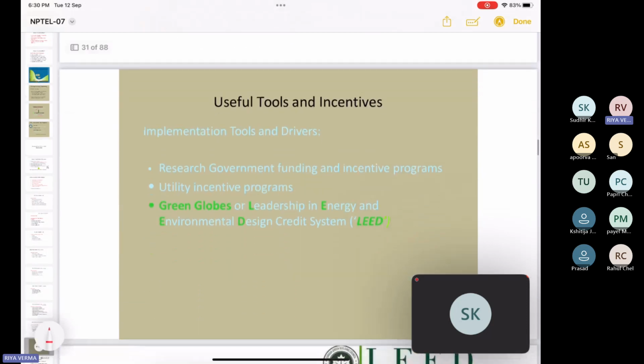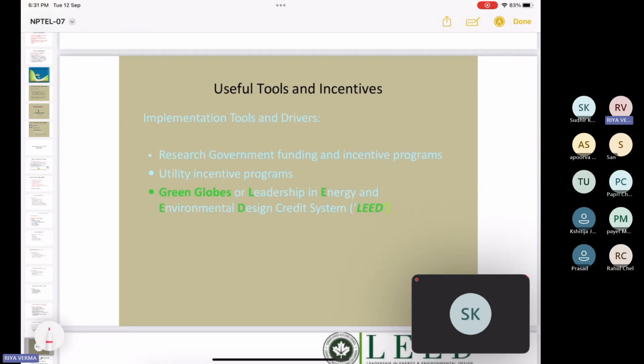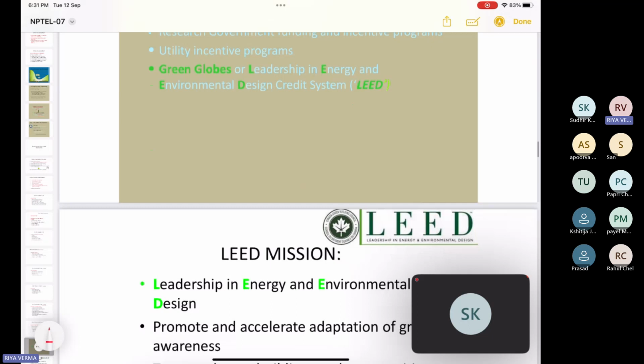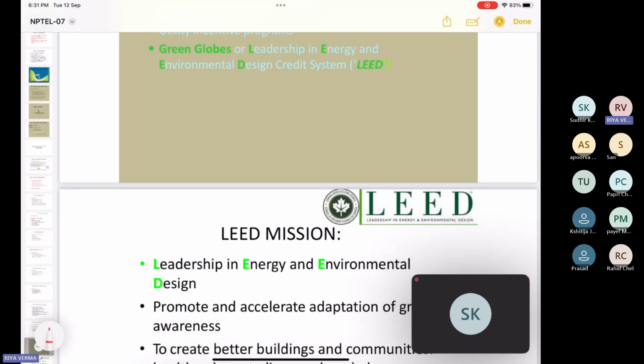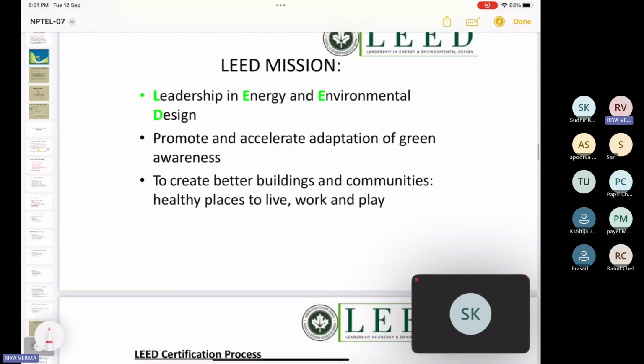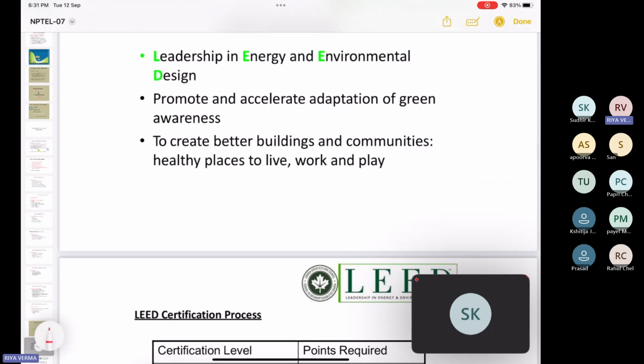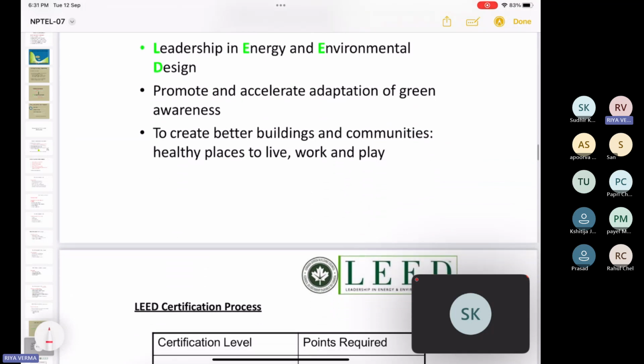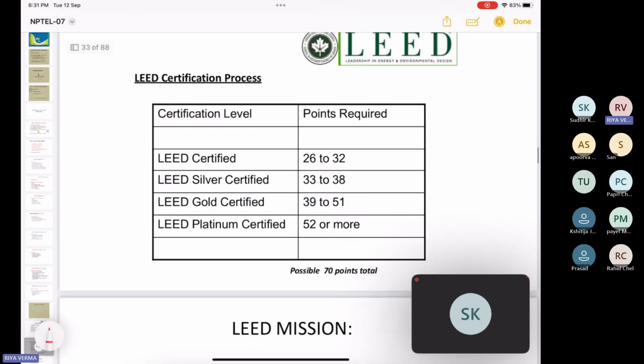So, what are the useful tools and incentives, like implementation tools and drivers for that? Research, government funding, and incentive programs. We have some government funding and incentive programs for sustainable development, and some other utility incentive programs, and Green Globes or the Leadership in Energy and Environmental Design credit system. This is the LEED system. LEED, Leadership in Energy and Environmental Design, promotes and accelerates the adoption of green awareness, and it creates better buildings and communities, healthy places to live, work, and play. So this is the LEED certification process.